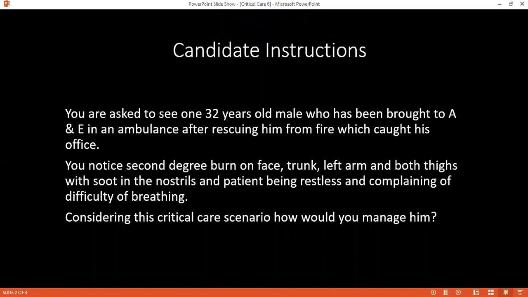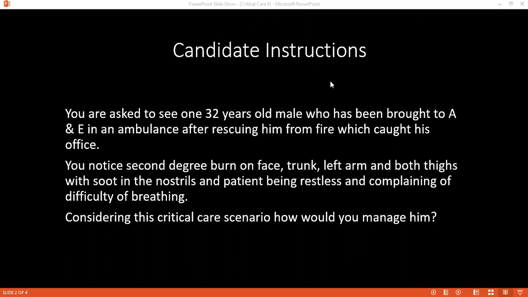Since there's a second degree burn, there might be scarring, and the patient might need intervention, where the patient might need grafting and all. Yes, considering that the patient has acquired burn on the trunk, what is the complication that you should watch out for?